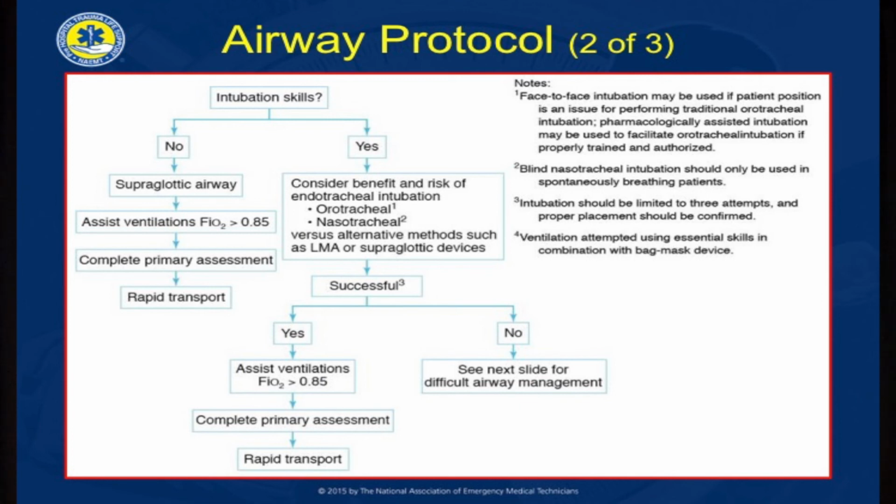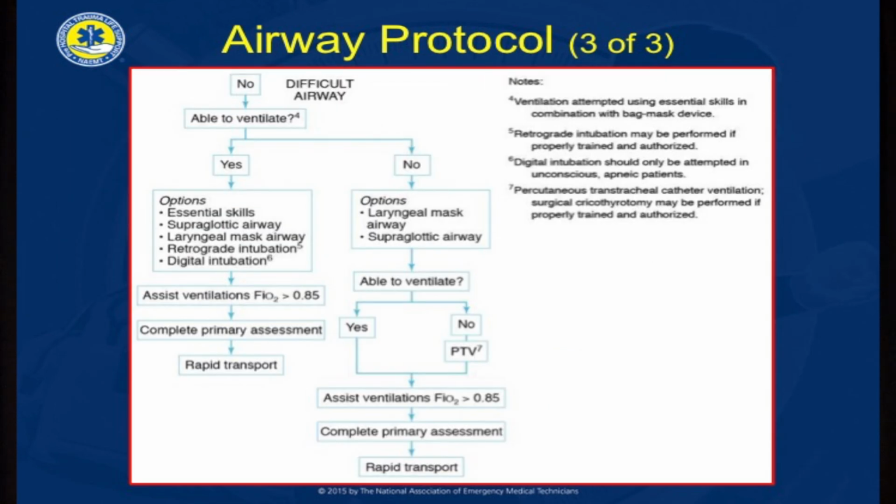So if we do decide to intubate, was it successful? Yes. If so, let's assist the ventilations, complete a primary assessment and transport. If not, then we'll go to the next slide, which is our difficult airway. All right. So difficult airway. Are we able to ventilate? Yes. Then let's go back to those supraglottic LMAs. And you notice that those are all our fallback devices. If we're having a problem and intubation is not working, we can always fall back to something. Our goal is to make sure the patient is ventilated. Okay? Yes, we would like to intubate because it protects the airway, but if we can't, there's no shame in going back to putting in an LMA or putting in a King airway. Ventilate the patient is the priority. Okay? So if we're not able to ventilate, then we may have to consider doing something else, such as cricothyrotomy, etc., retrograde intubation, etc.